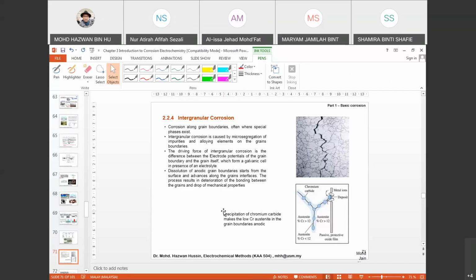The driving force of intergranular corrosion is the difference between the electrode potential of the grain boundaries and the grain itself, which forms a galvanic cell in the presence of electrolyte. The dissolution of the anodic grain starts from the surface and advances along the grain's interface. The process results in deterioration of bonding between the grains and a drop in mechanical properties.